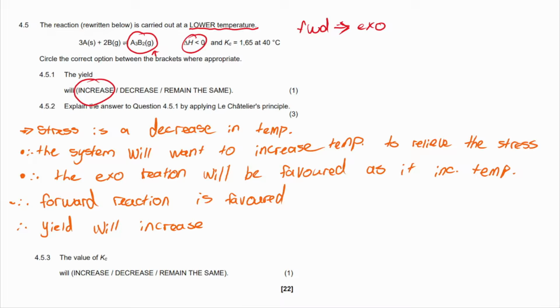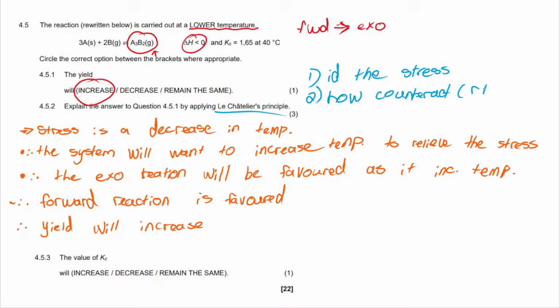Okay, so let's just break this down. When we're answering these Le Chatelier's principle questions, you have to identify the stress. Bullet point 1, identify the stress and state it. Then step 2, we say how we counteract. All right, and then we also say relieve the stress.